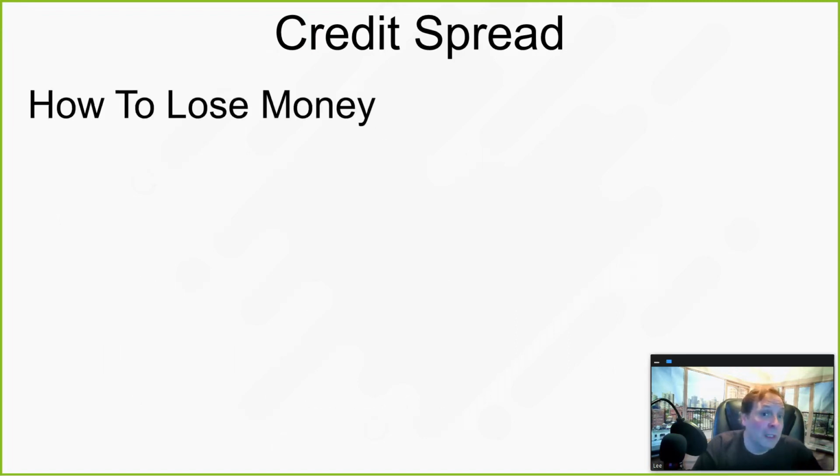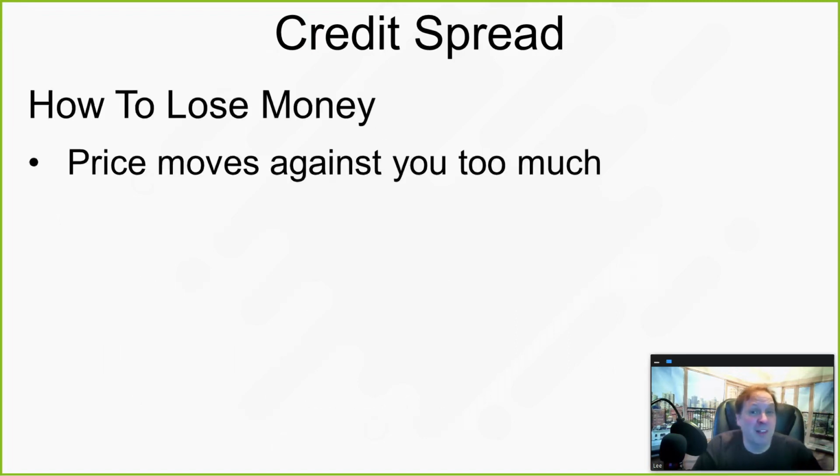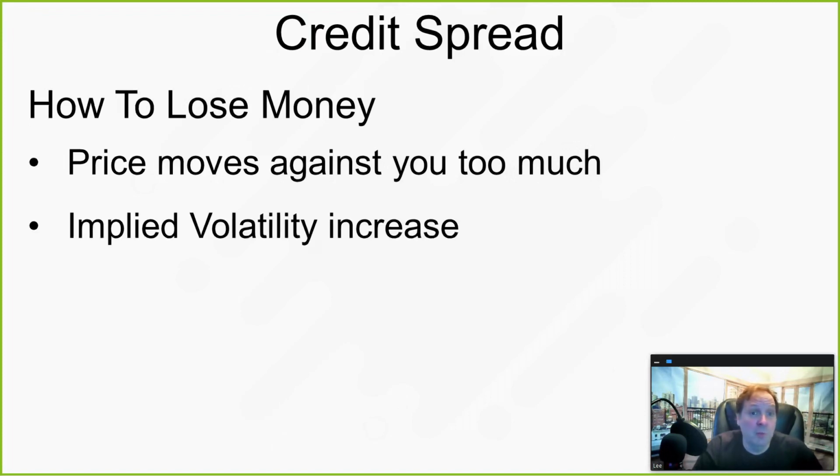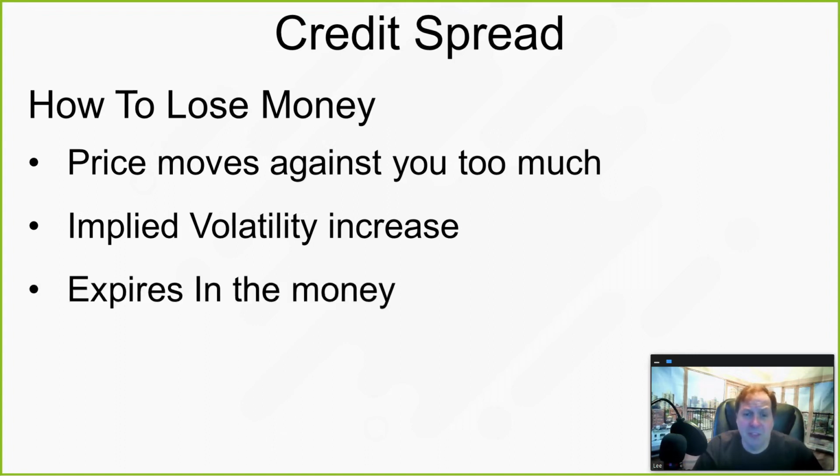How do you lose money on a credit spread? Well, if the price moves against you too much, you lose. If the implied volatility increases, it changes the value and it can work against you. And if it expires in the money, it could end up costing you money.